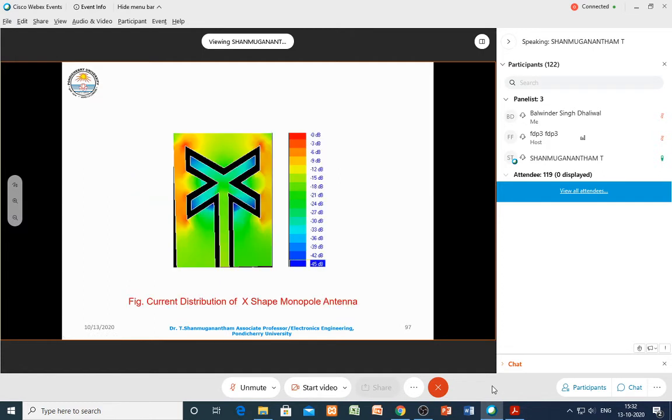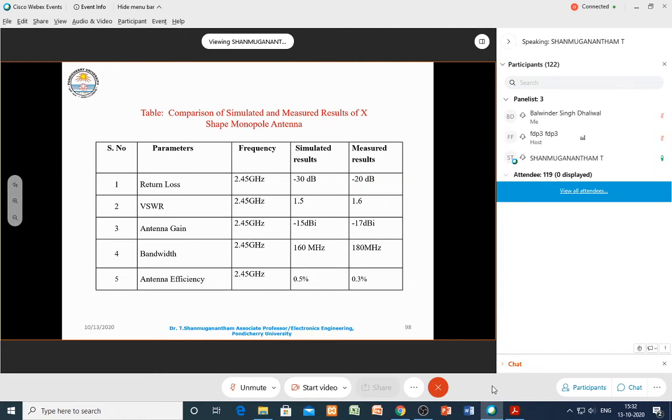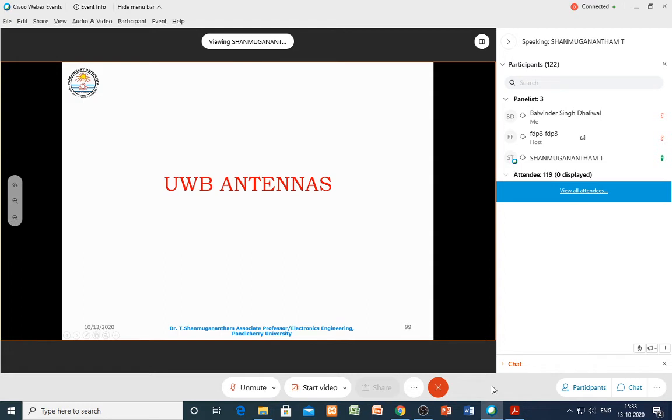And so this is the current distribution of the X-shaped monopole antenna. Then this is the comparison of the measured and simulated results of the X-shaped monopole antenna. Here the return loss is -30 dB, and the measured was -20 dB, particularly for the ISM band 2.45 GHz. VSWR 1.5 and 1.6, antenna gain -15 and -17 dB, and the bandwidth was 160 MHz and 180 MHz, antenna efficiency 93%, because of the consideration of all these things.